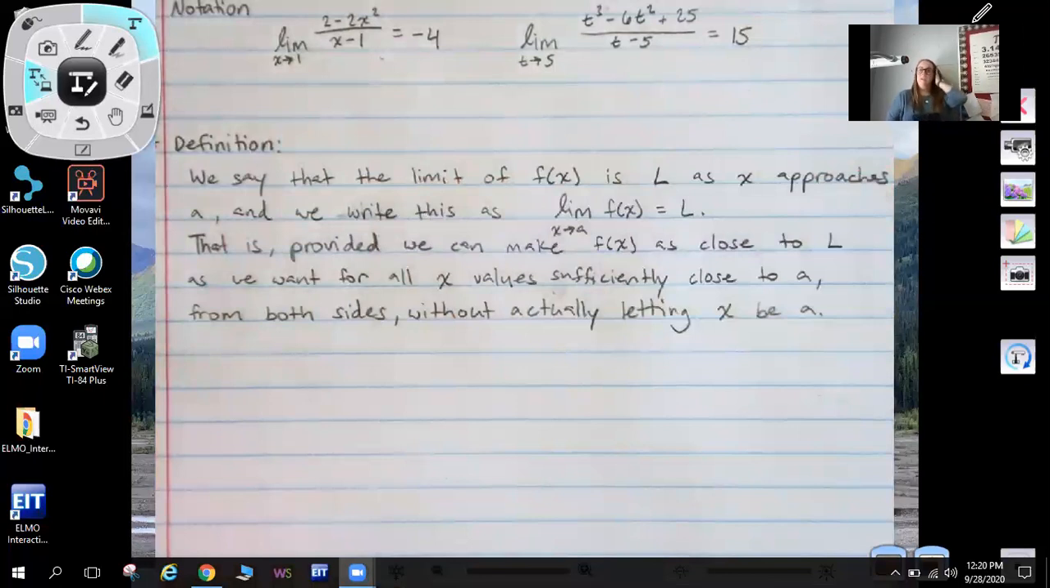Okay, I'll give you all a second to copy that. It just says that, provided we can make f of x as close to L as we want for all x values sufficiently close to a from both sides without actually letting x be a. We'll talk about what that means here in a second.